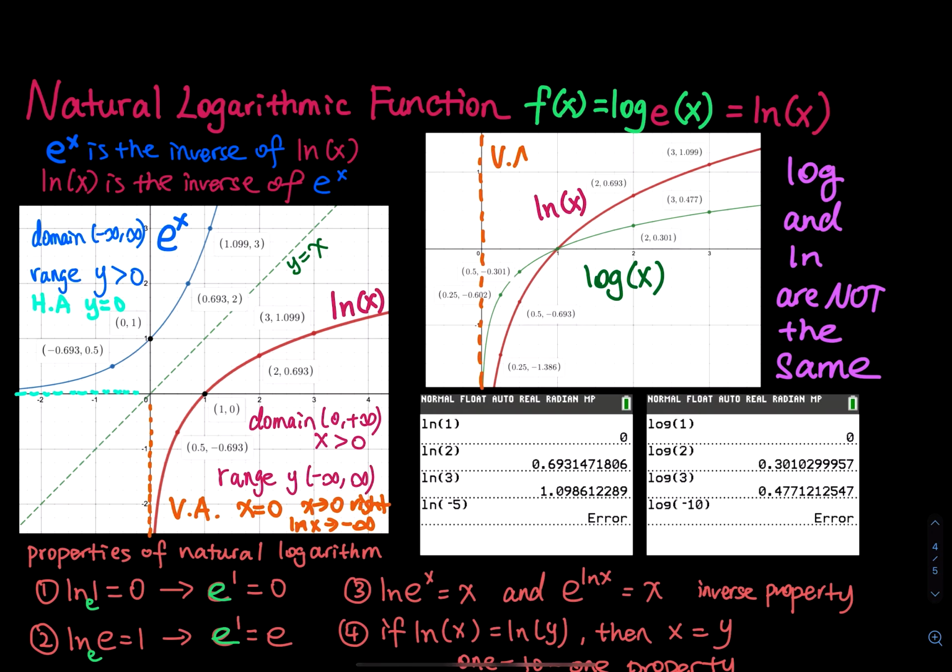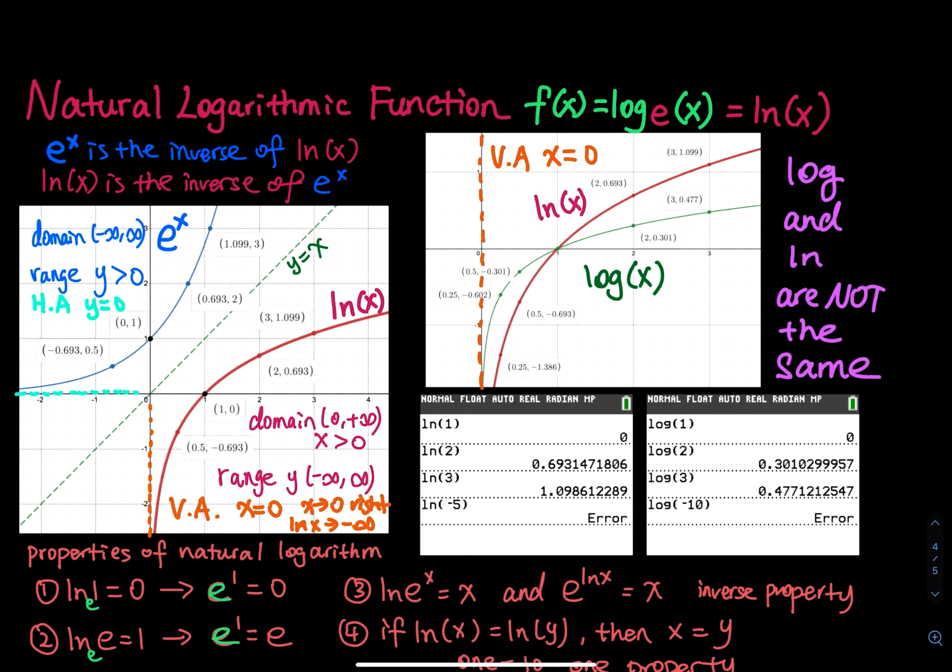There is a vertical asymptote at x equals 0. That means the curves will not pass the vertical asymptote. So there is nothing on the other side of the y-axis when you evaluate ln of or log of a negative. None of those is defined.